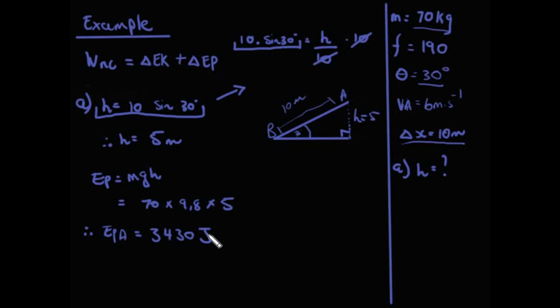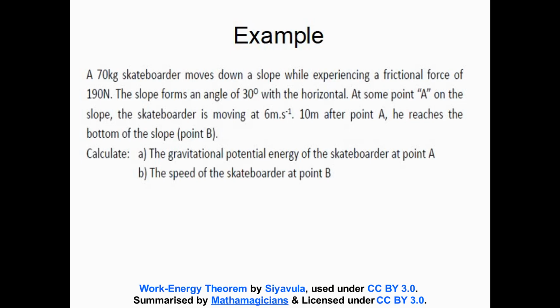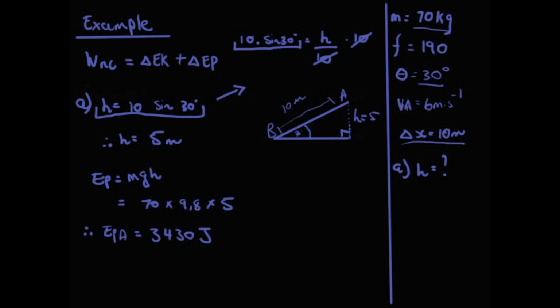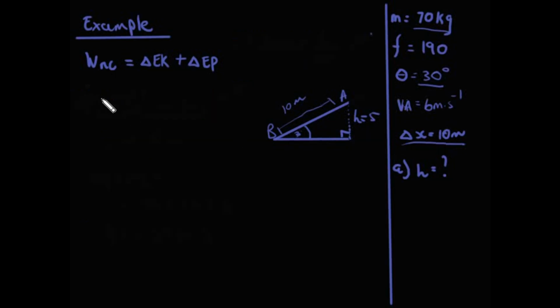All right, now let's go have a look at the second question. The second question asks us to calculate the speed of the skateboarder at point B, so when he has reached the bottom of the slope. Now this is where this formula is going to come into play. Since we have worked out what EP is, we know EP of A. Now we just need to calculate the final velocity.